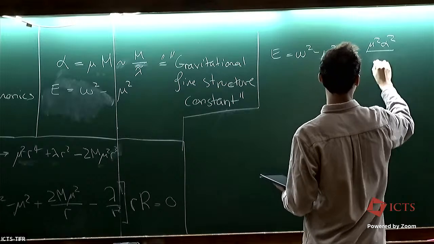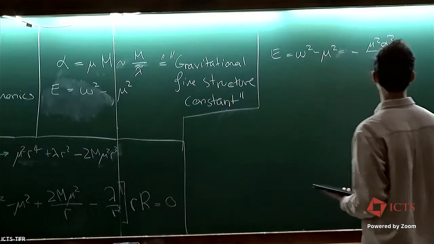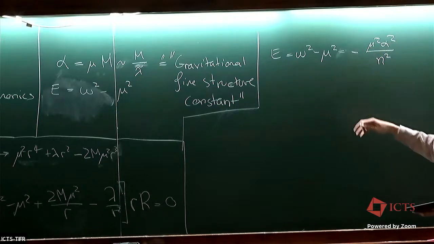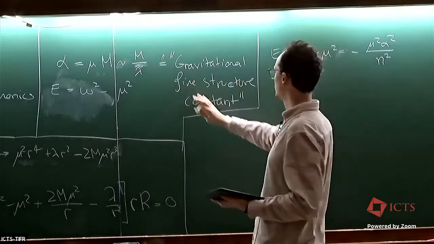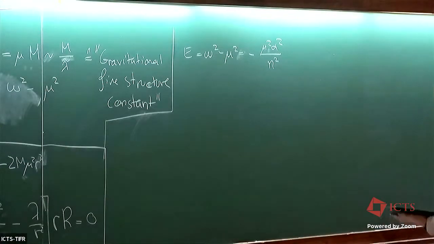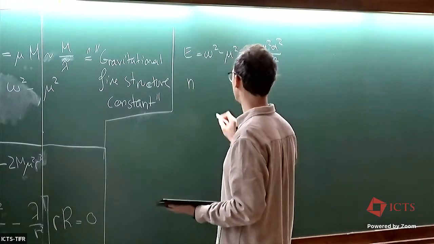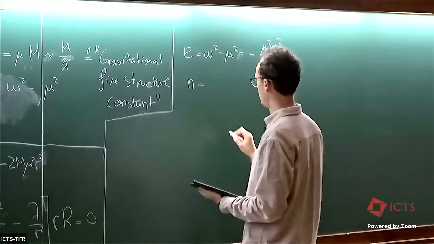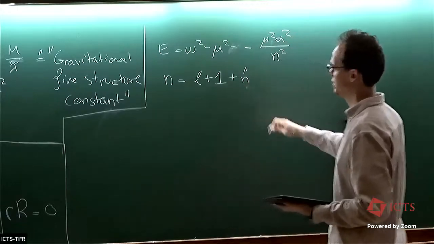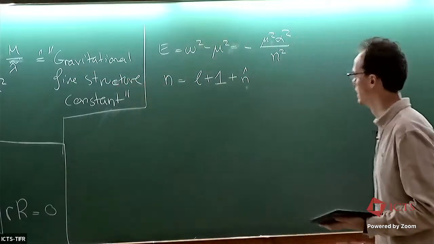Okay, so the energy E, omega squared minus mu squared, is equal to minus mu squared alpha squared over n squared. You'll recognize the 1 over n squared as just the Bohr energy levels, and then you have some other constants up top: this gravitational fine structure constant alpha, and mu, which is the mass parameter of our scalar field. Okay, and n is, quote-unquote, the principal quantum number, and it's basically l plus 1 plus what I'm going to call n hat. So n hat just counts the radial nodes of R, so how often it crosses 0.